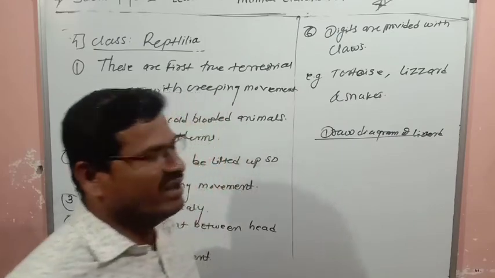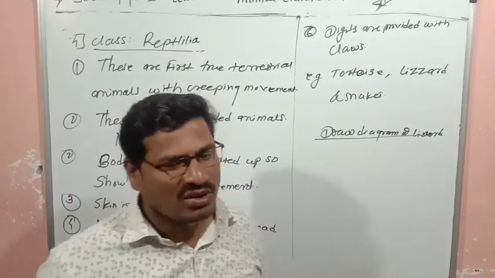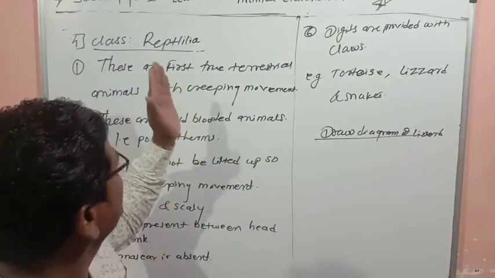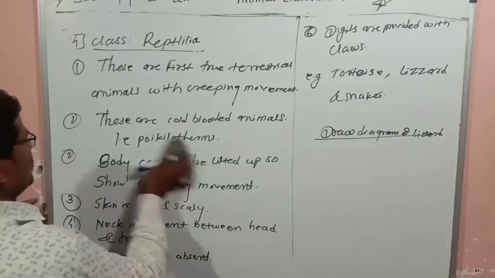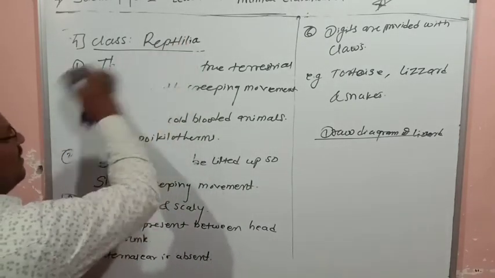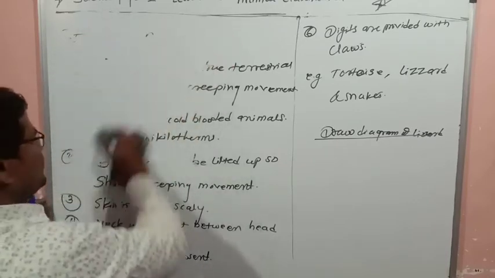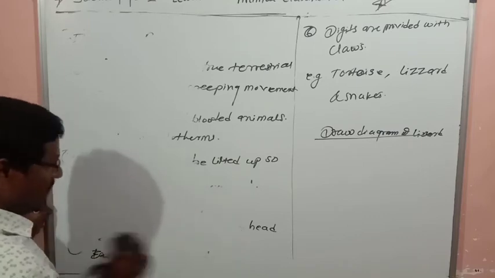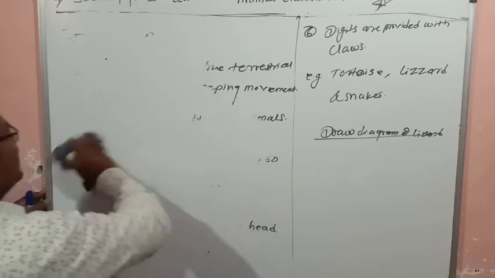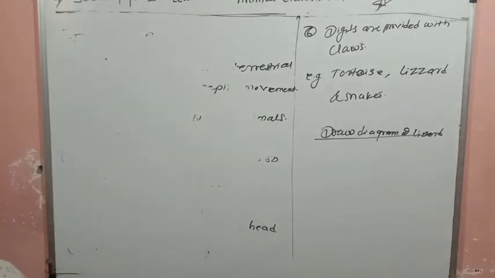So you have to draw the diagram of lizard from the textbook. Next, two classes remain that we are going to study: the fifth one is Aves, and the sixth one is Mammalia.